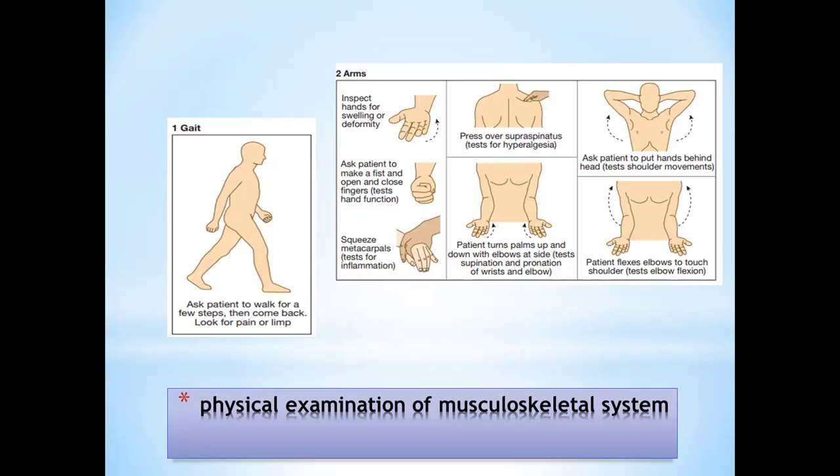Ask the patient to make a fist and open and close fingers, to test hand function. Squeeze metacarpals, to test for inflammation. Press the supraspinatus, to test for hyperalgesia. Patient turns palms up and down with elbows at side, to test supination and pronation of wrist and elbow. Ask patient to put hands behind head, to test shoulder movement. Patient flexes elbows to touch shoulder, to test elbow flexion.